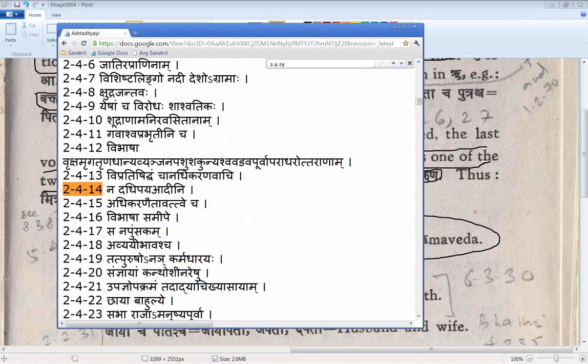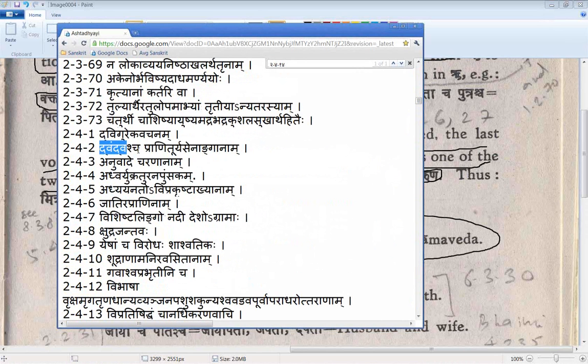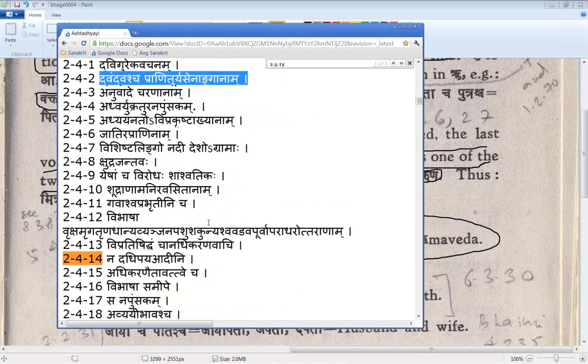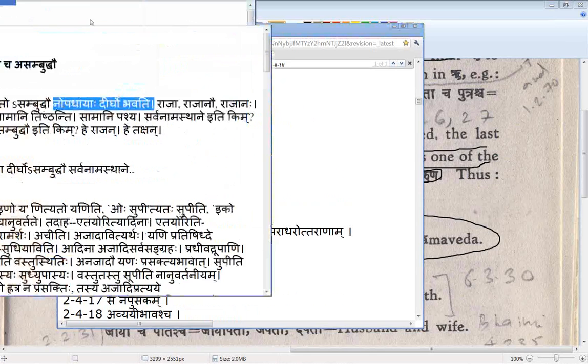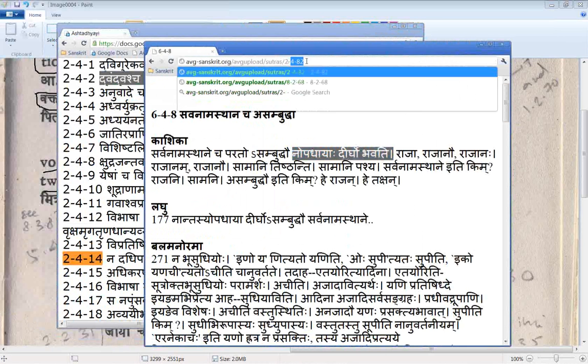Now what are Vang and Manas? Pranyangani, right? Vang and Manas, mind and speech, I think they are parts of the body. Therefore, by the sutram Dvandvascha Paniturya Senanganam, only Samahara should have come. But because Panini says Na Dadipayadini, 2.4.14, thank you. So Anuji is making a good point: why not have a Samahara over here?